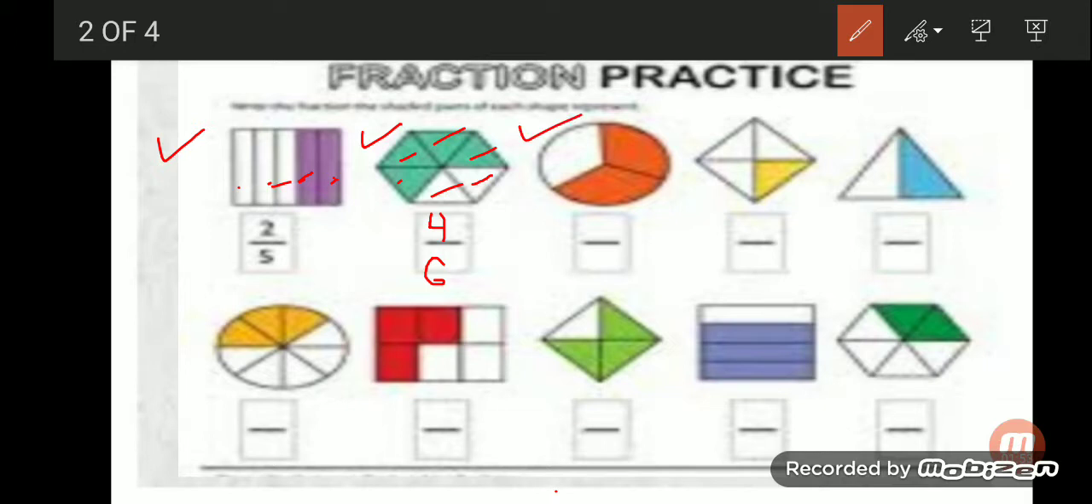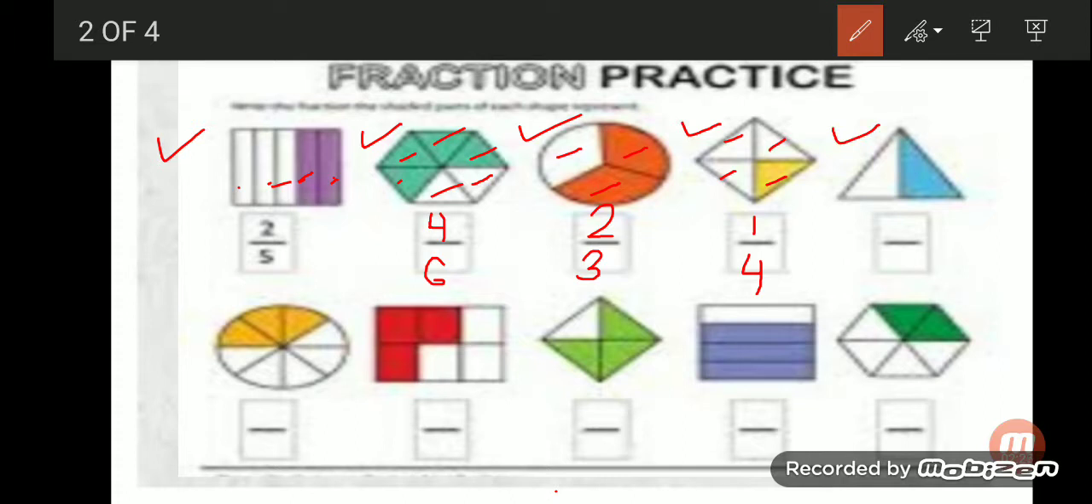Now come to this one. How many parts are shaded here? That is 1, 2. So we will write 2 at top and at bottom total number of equal parts, that is 1, 2 and 3. So we will write here 2 by 3. Come to this one. Here how many parts are shaded? 1. So we will write 1 at top and at bottom we will write total number of equal parts, that is 1, 2, 3, 4. So 1 by 4.